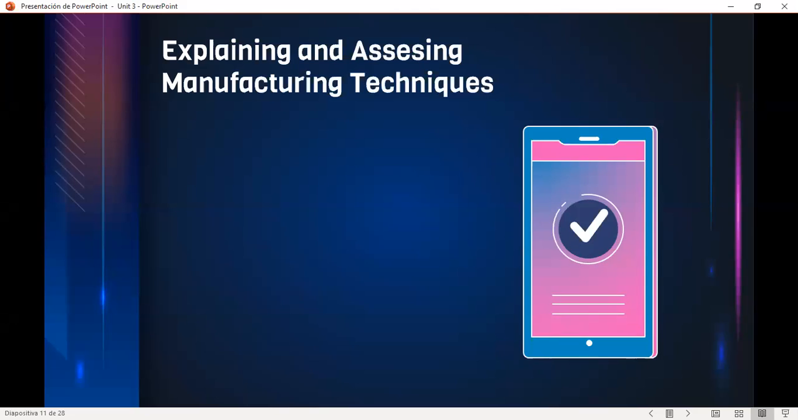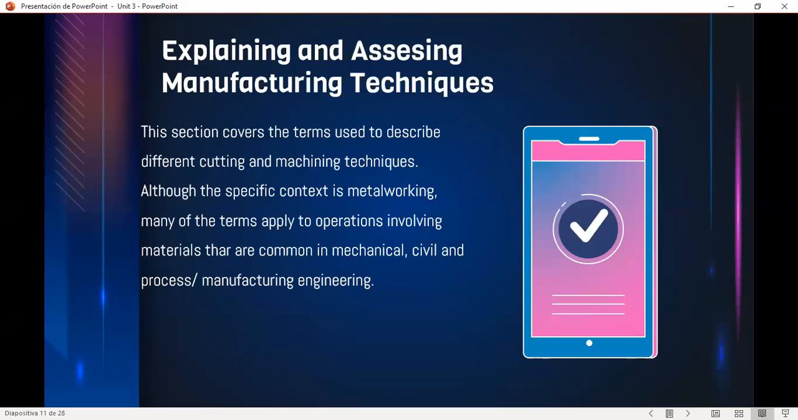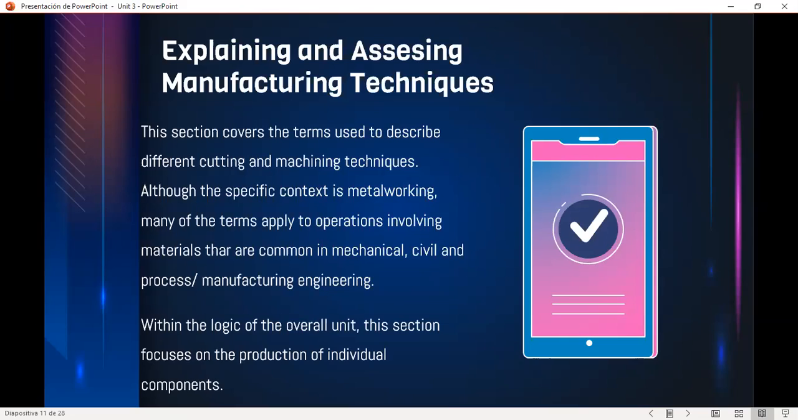Okay, so you might be accustomed to these terms. This section covers the terms used to describe different cutting and machining techniques. Although the specific context is metalworking, many of the terms apply to operations involving materials that are common in mechanical, civil, and process manufacturing engineering. Within the logic of the overall unit, this section focuses on the production of individual components. That's what we are going to talk about, the production of individual components.